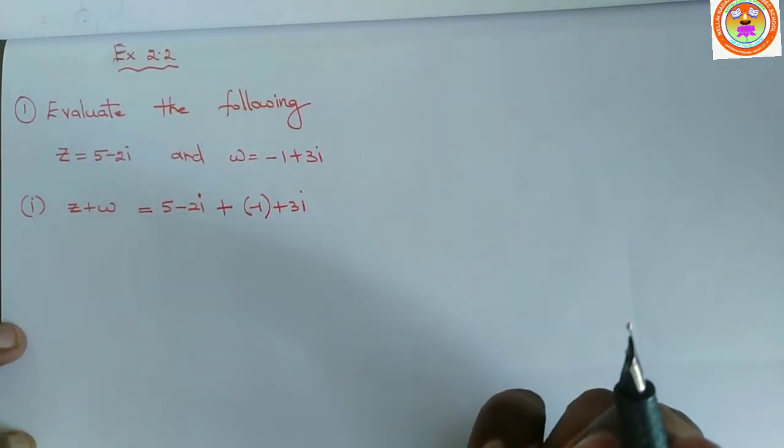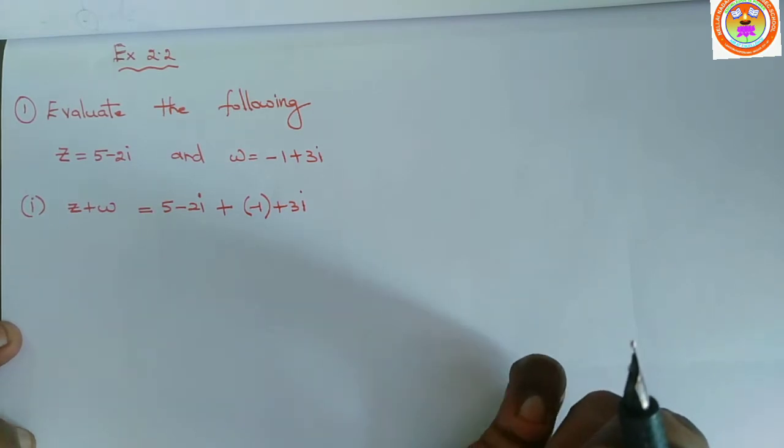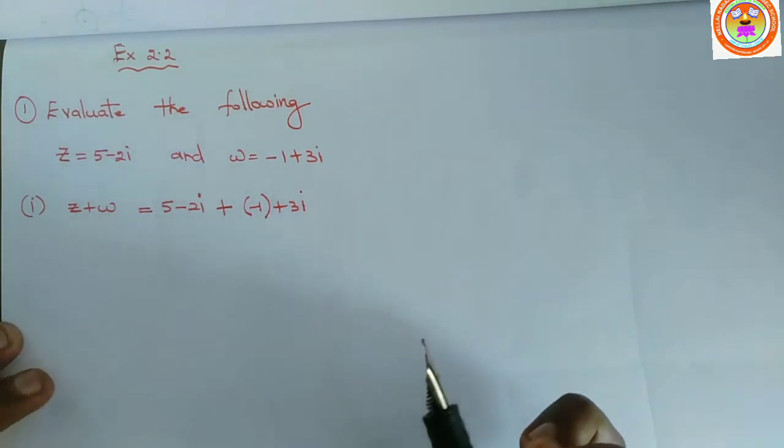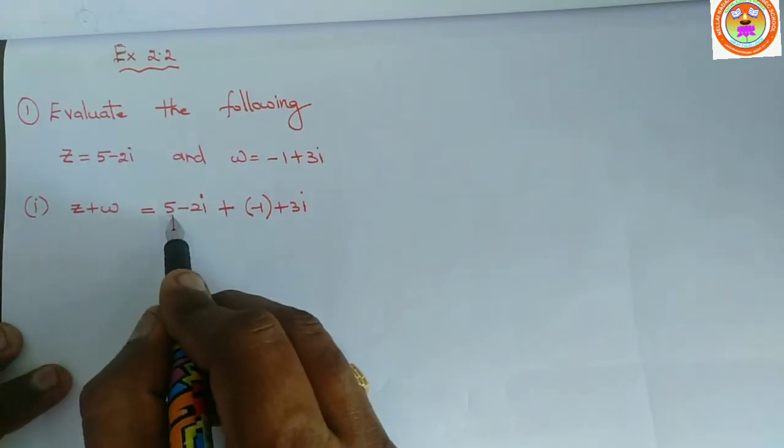This is just an algebraic addition only. How can we add in algebra? The x variable will add to the x variable, and the y variable will add to the y variable. The same procedure: real will add to real. Real goes to real only.